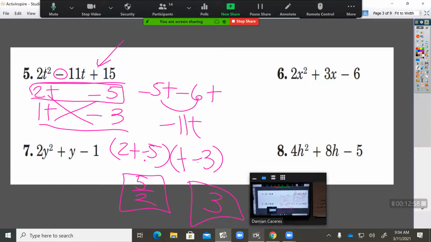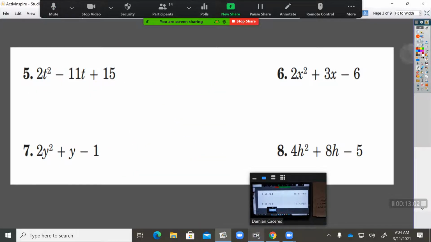All right, let's move on to the next one. Number 6, 2x times 1x is how you break down 2x to the second power. Now break down the last number. 6 could be 3 times 2 or 6 times 1. So if 3 and 2 don't work, after flipping it, I have to try 6 and 1.